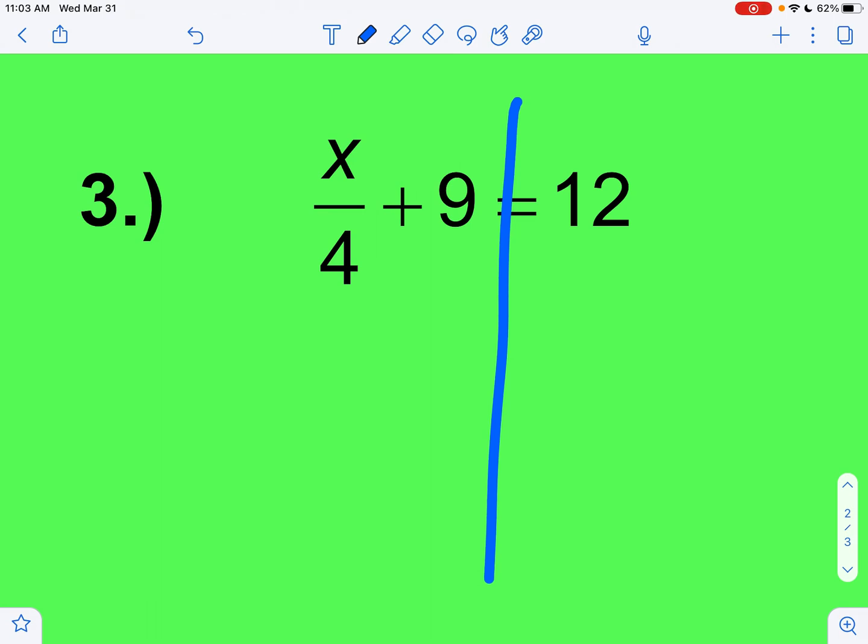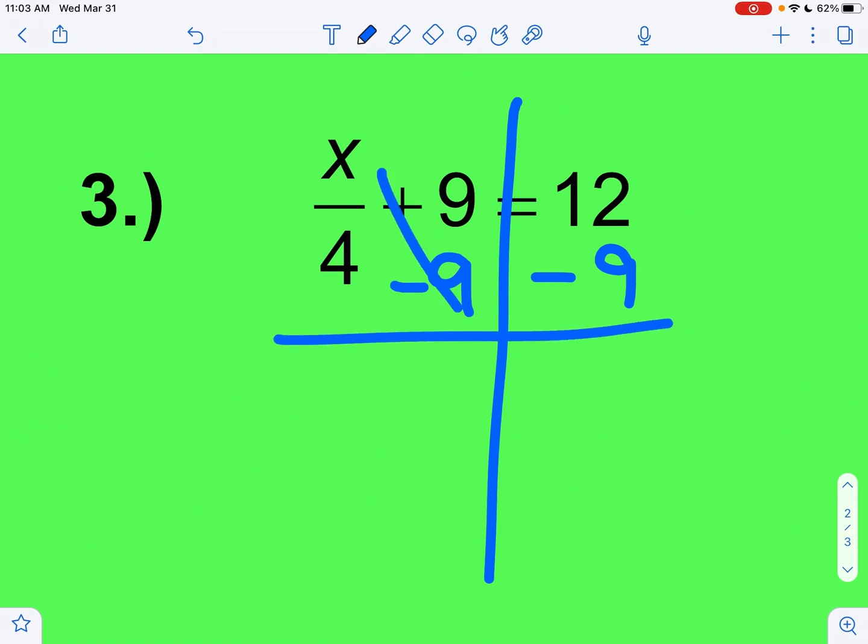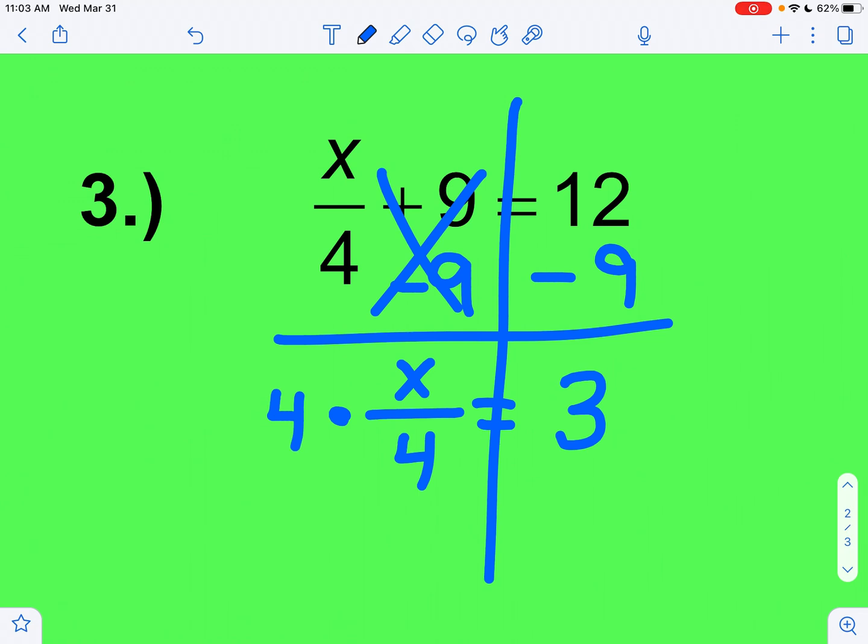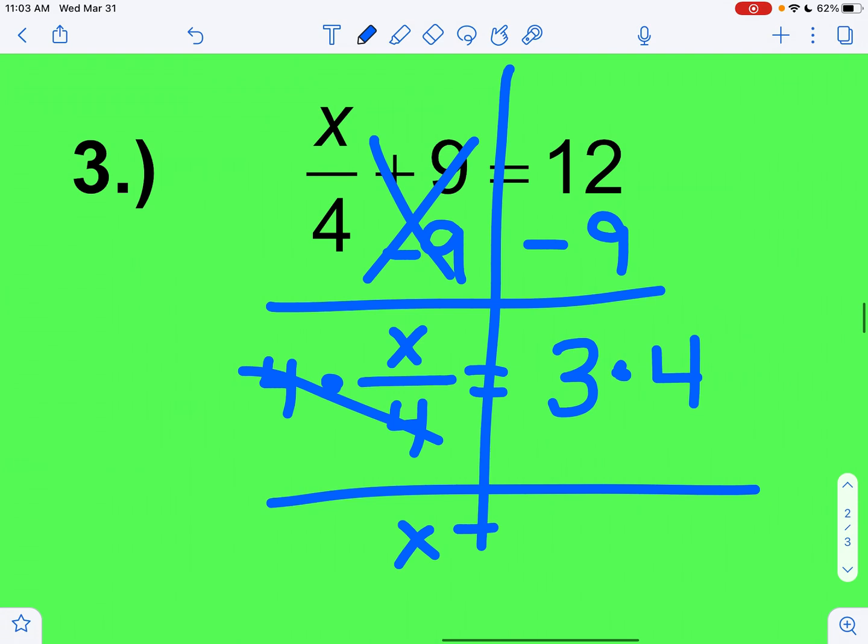So again, before we do anything with our x and our 4, we first need to get rid of the 9. So right now it's plus 9. The opposite of plus is minus, so we're going to minus 9 from both sides. Alright, when we do that, our 9's cancel out. We're left with x over 4. 12 minus 9 equals 3. So right now we have x divided by 4. Remember the opposite of dividing is multiplying, so we're going to multiply both sides by 4. Our 4's cancel out, so we're just left with x. 3 times 4 is 12.